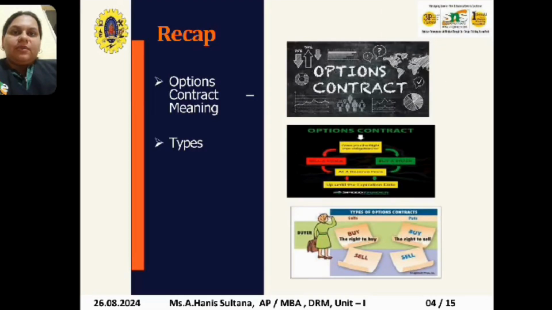So last class we discussed the option contract. We know what options are. We have two types of options: call option and put option. Call option means to buy, put option means to sell. Options means we have the right but not the obligation.